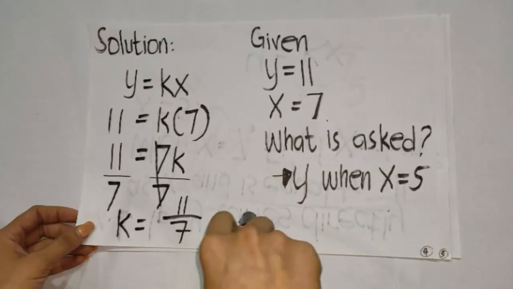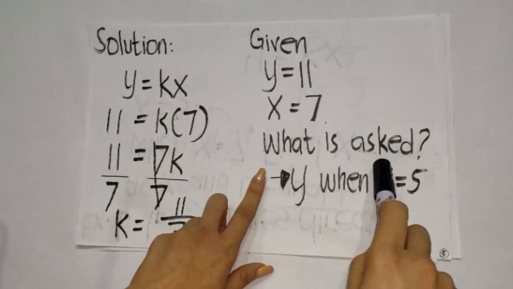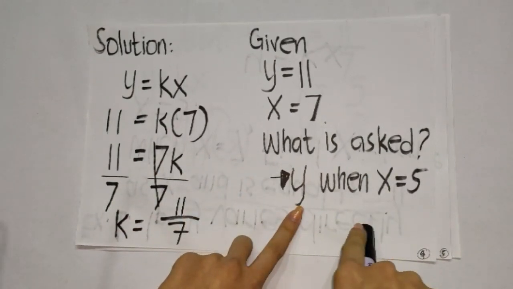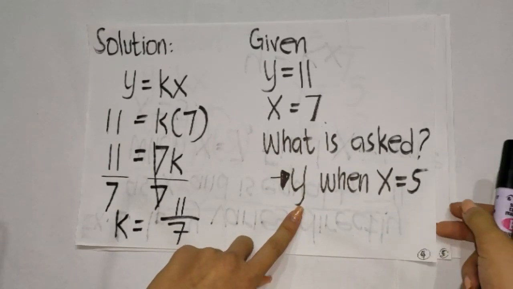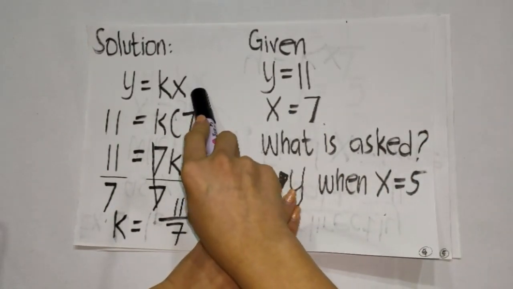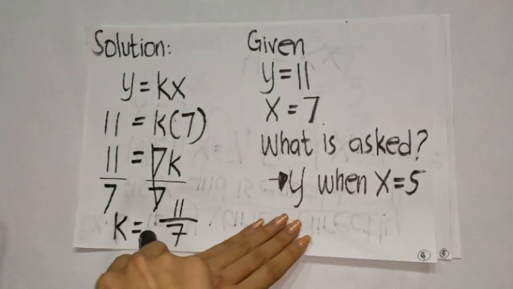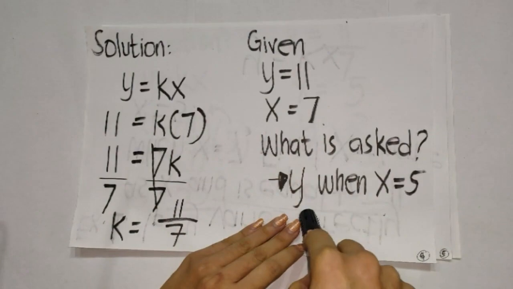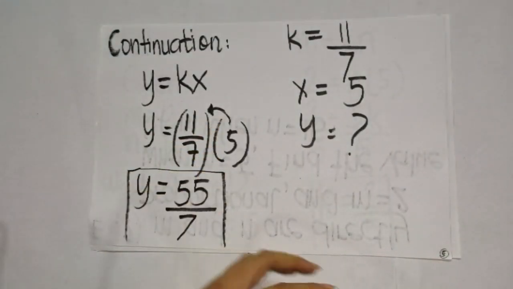But are we done here? We are not done here because we are going to look for y when our x is 5. But how are we going to do that? Again, let's go back to the original equation, which is y is equal to kx, and substitute the k and the x to find our y. And that is this.